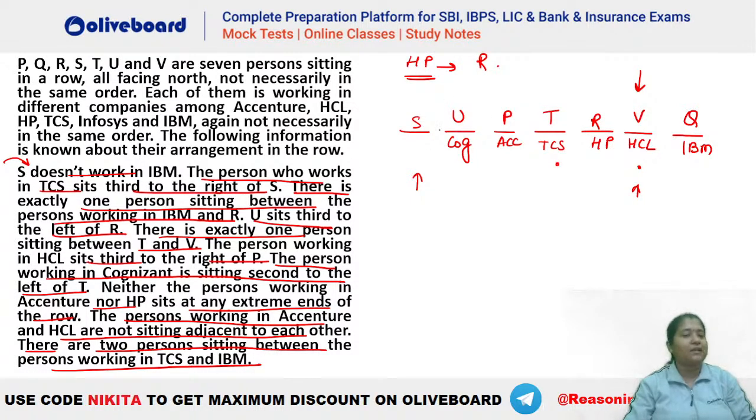So which is the only company left here? Which company is left? Accenture done, HCL done, HP is done, TCS is done, Infosys, right? So S will be Infosys in here. Are we clear, everybody? Please let me know if we have any doubts in here. Everybody. Easy. Yes, absolutely. This was a very doable question, isn't it?